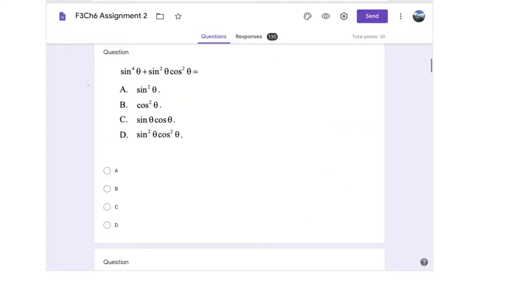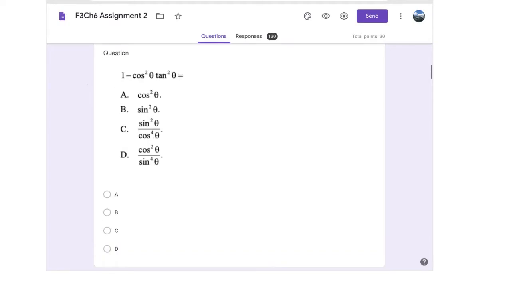So for this problem, basically you just have to make sure that you know how to factorize it. So you take out sine square theta from both of them. So this is what you have. And then you use the identity. This one actually equals 1. So at the end, you have sine square theta.